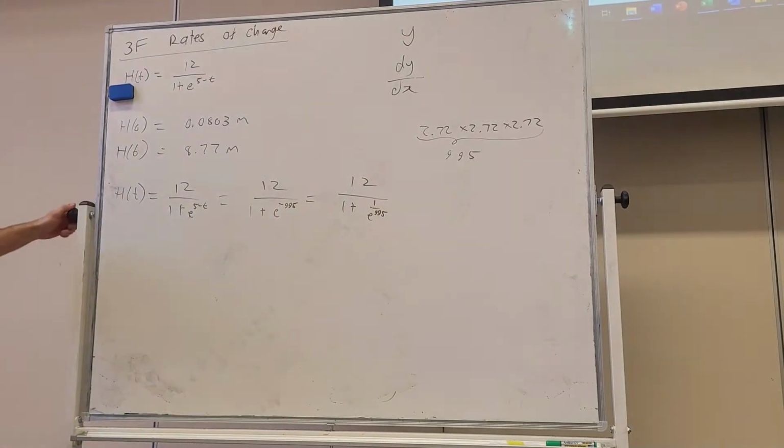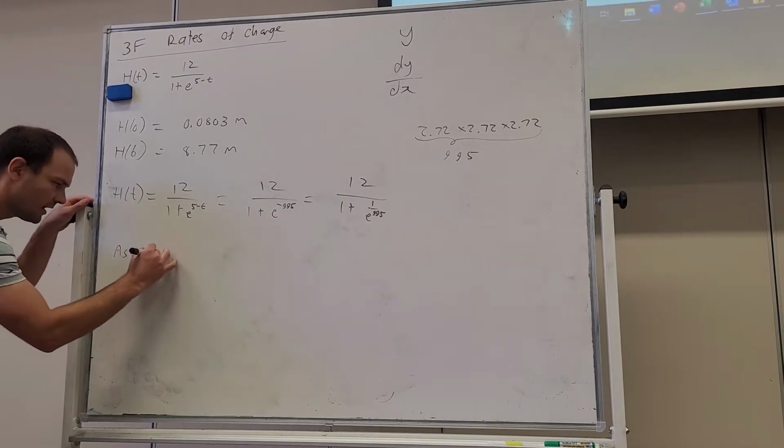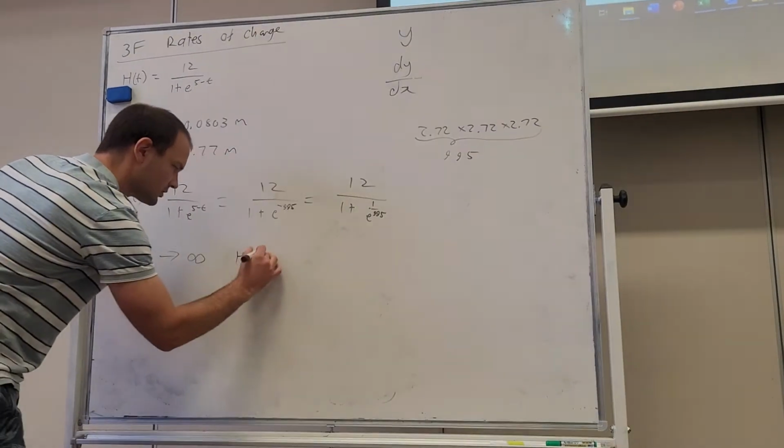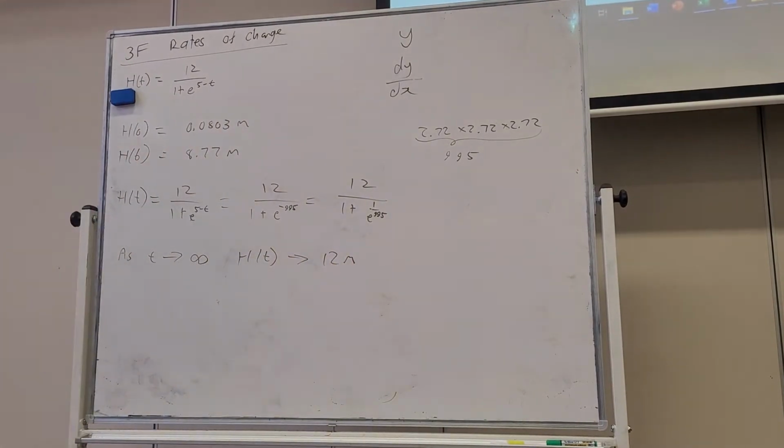So we can think about these things mathematically. We can use technology to support us. So let's answer the question. As t approaches infinity, h of t approaches 12 meters. Very good.